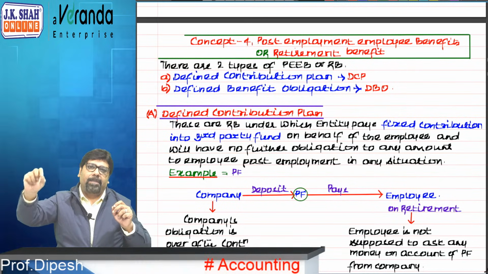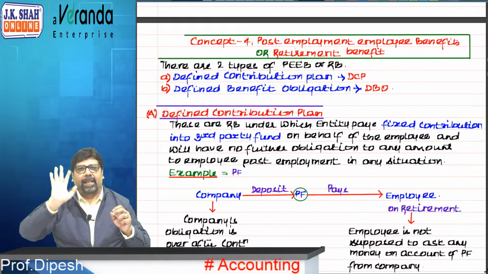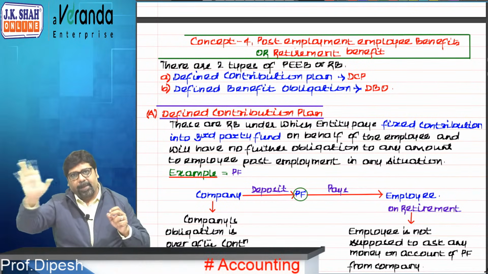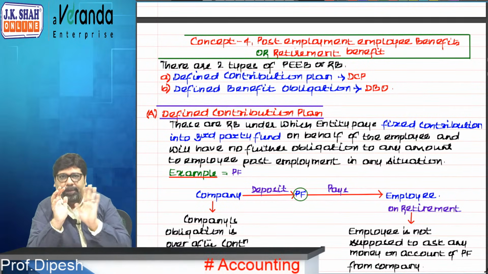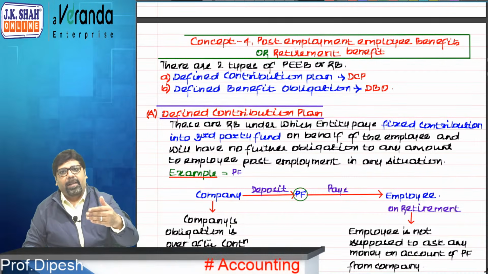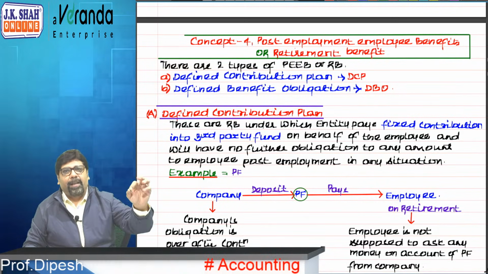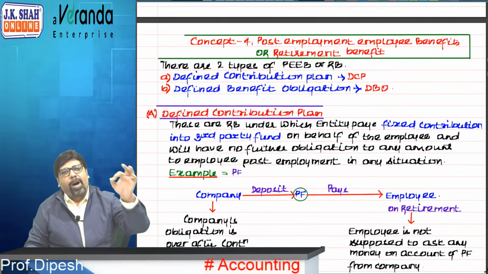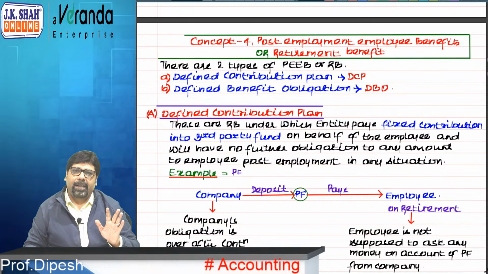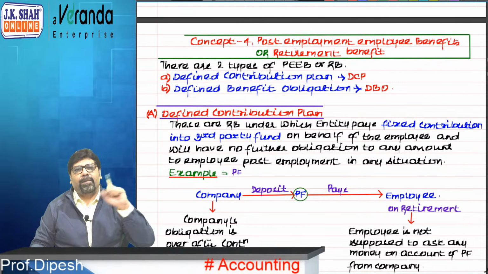In defined contribution plan, the organization has promised you that at the end of 5 years you will be compensated 10 lakhs, or at the end of retirement you will be compensated 10 lakhs. No. Defined contribution mein what happens? Employer tells the employee that beta, every month I will contribute to your retirement fund or long-term employee fund 5,000. So he will go on contributing 5,000 every month.